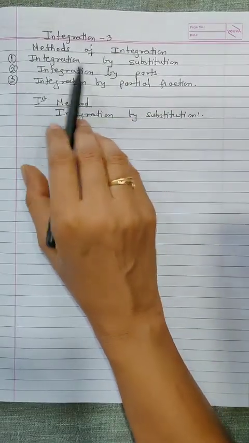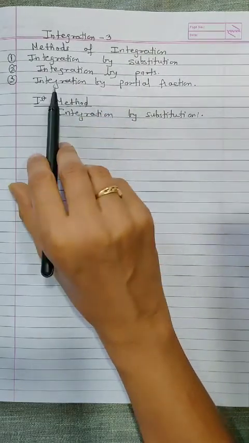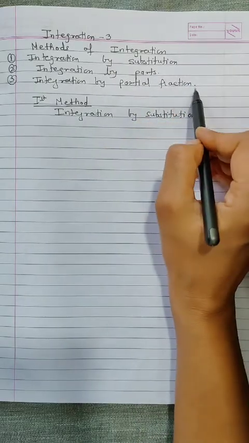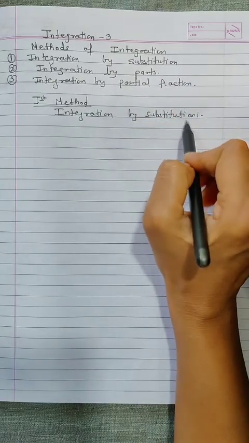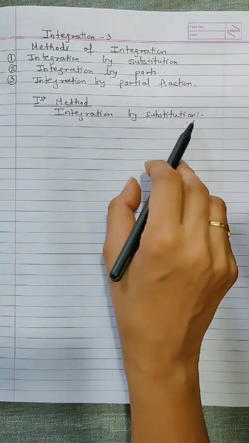First method is integration by substitution. Second method is integration by parts. And third method is integration by partial fraction. So we have to study these three topics in the standard 12. Okay. Now we start with the first method, integration by substitution method.